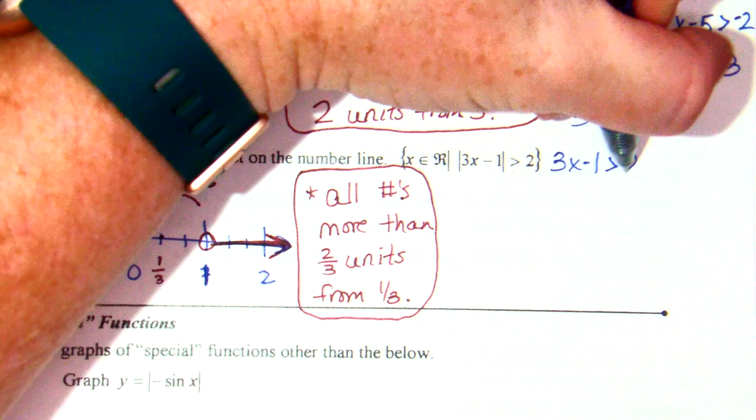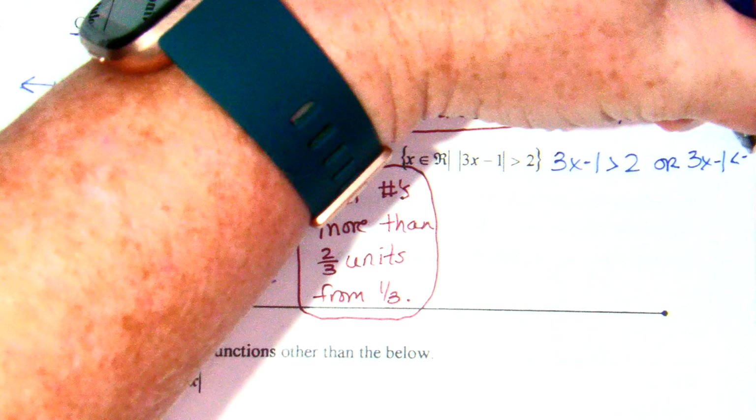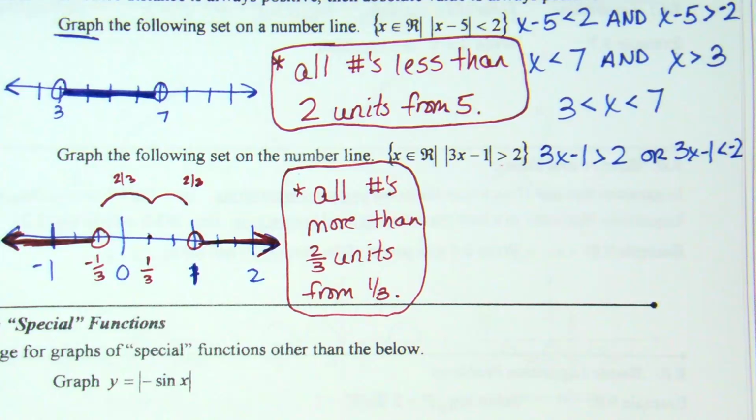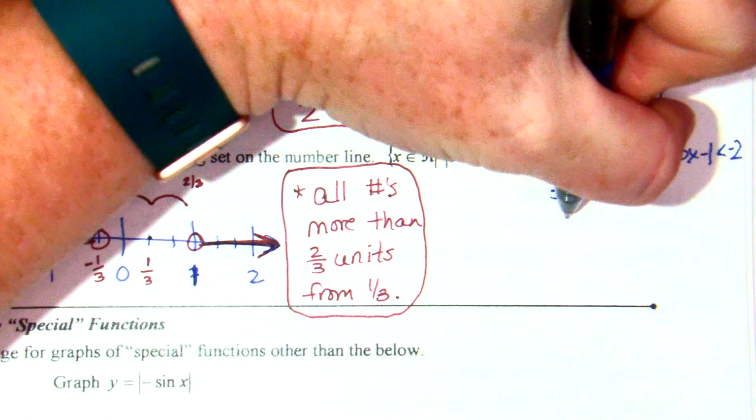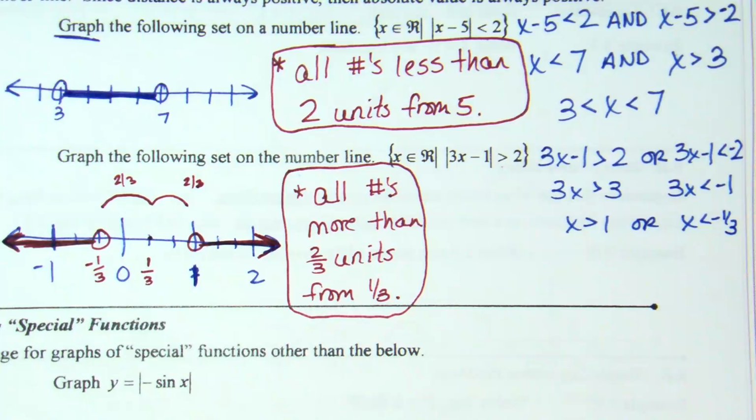I mean, this would have been set up as the given, 3x minus 1 greater than 2. Greater than would be or, and so then it's 3x minus 1 less than negative 2. Add 1, divide by 3 in both cases. 3x greater than 3, x greater than 1, or 3x less than negative 1, x less than negative 1/3. Is that what I graphed?